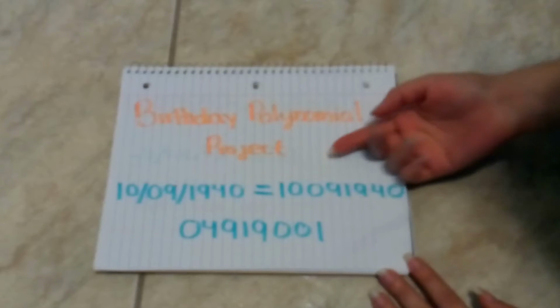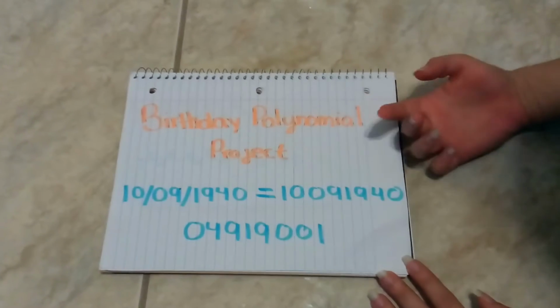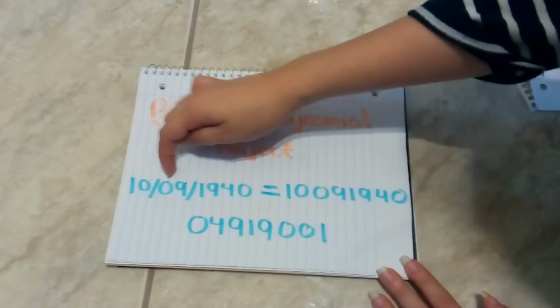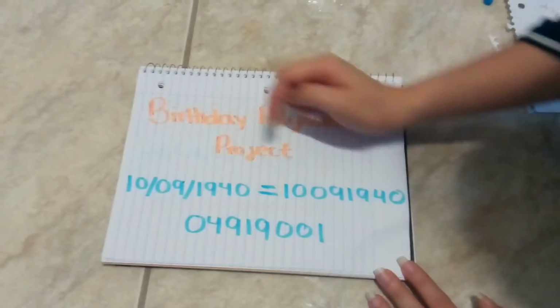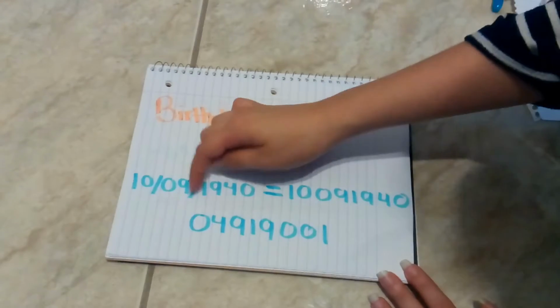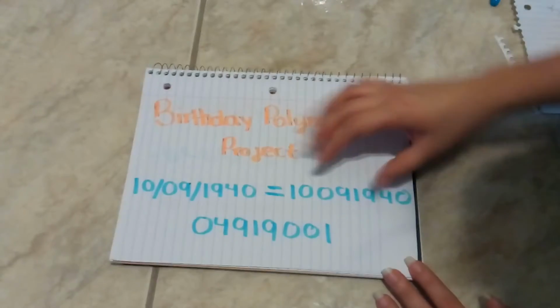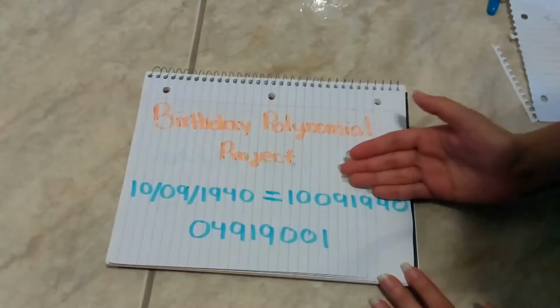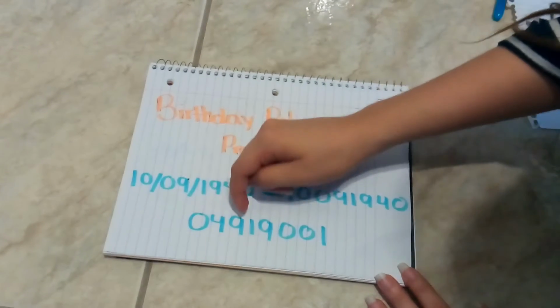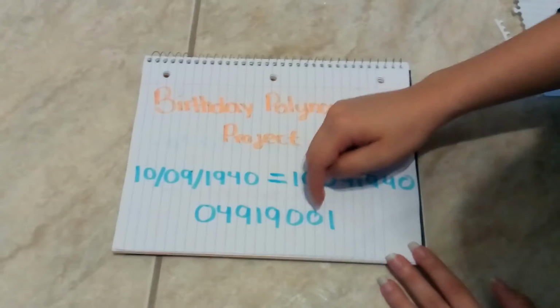For today's project, I chose to do John Cena's birthday. His birthday is 10/09/1940, which is going to give us the same numbers, just without the slashes. After we have this number, we're going to reverse it, which is going to give us 04/91/90/01.